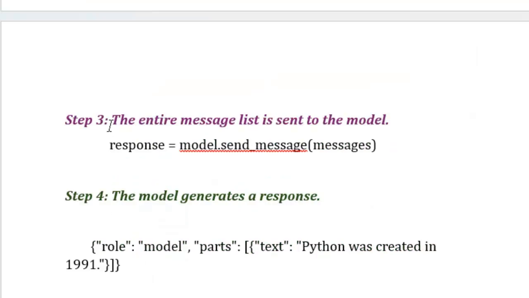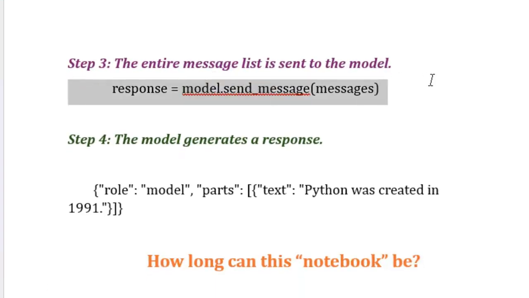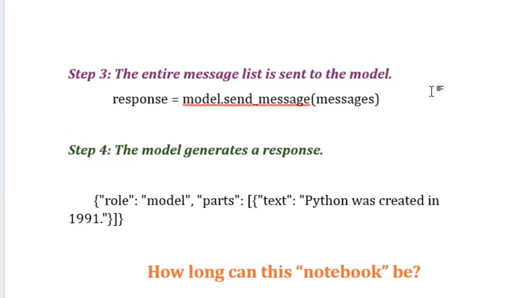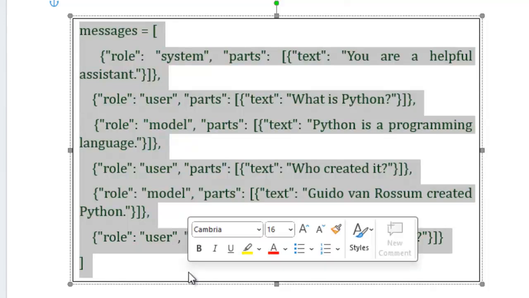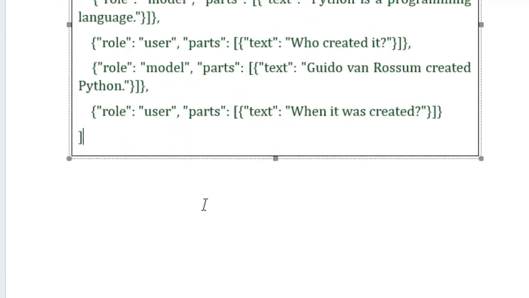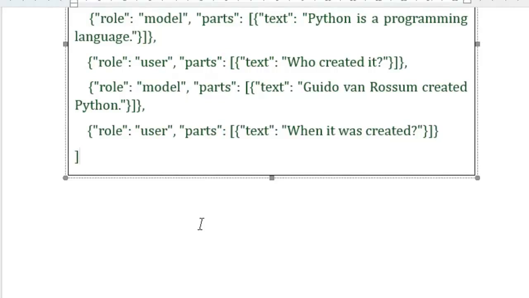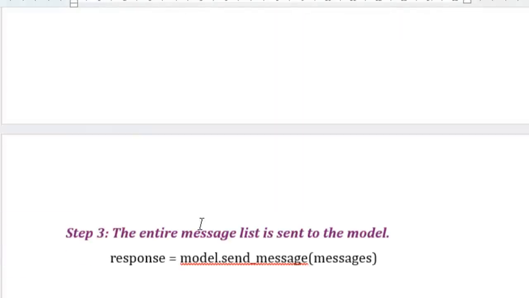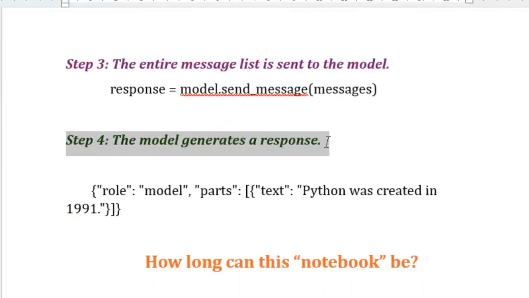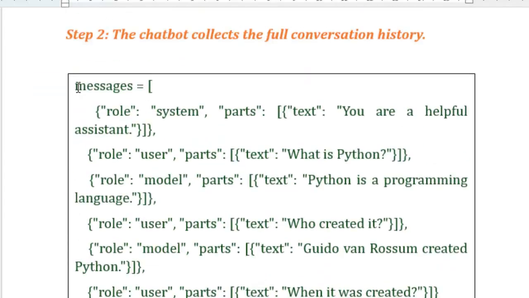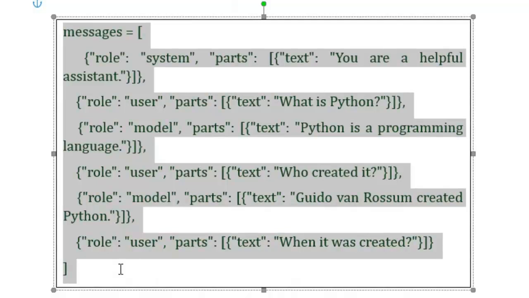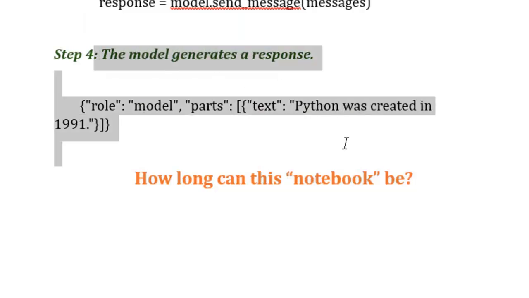In the next step, the entire message list is sent to the model using send_message, which we have already used. So the model reads everything, the system instruction and all the back and forth messages, before generating its reply. Now in the fourth step, the model generates a response or reply. After reading this entire conversation, meaning after reading this entire notebook, the model generates a response like this.